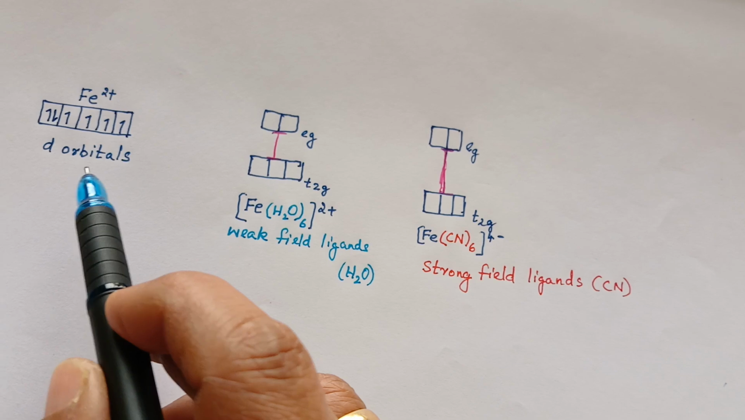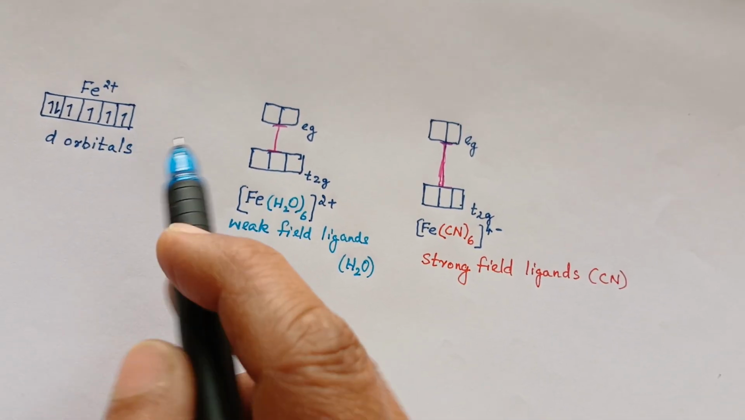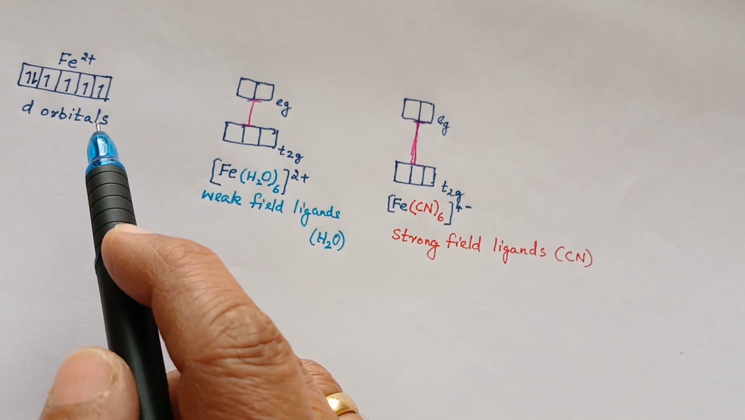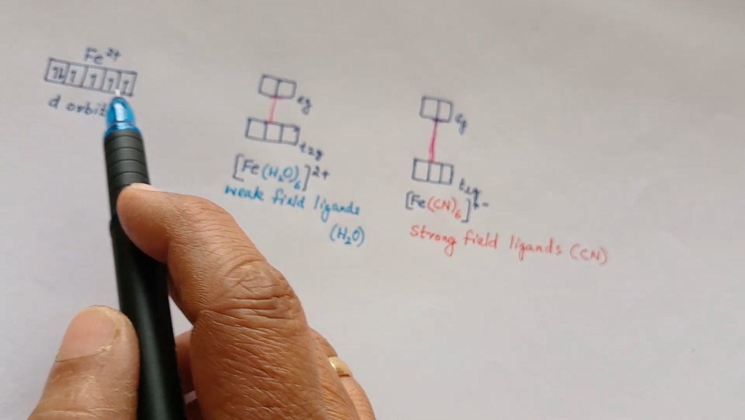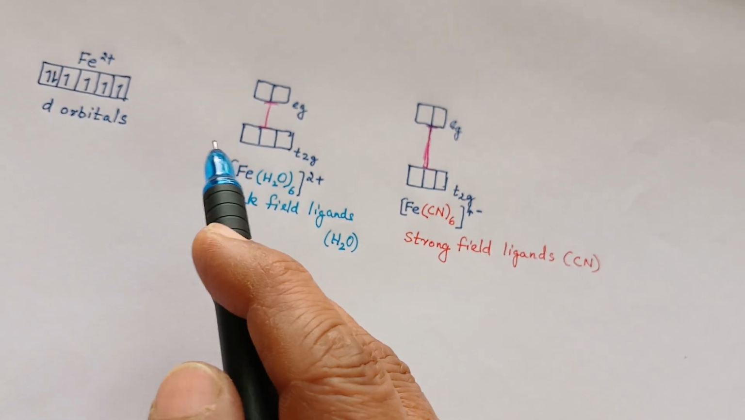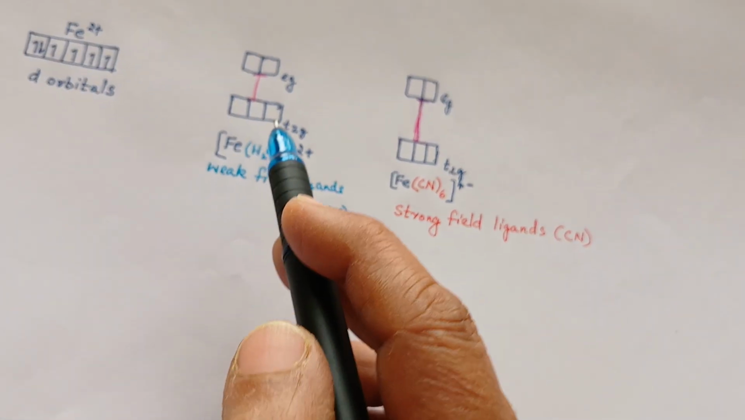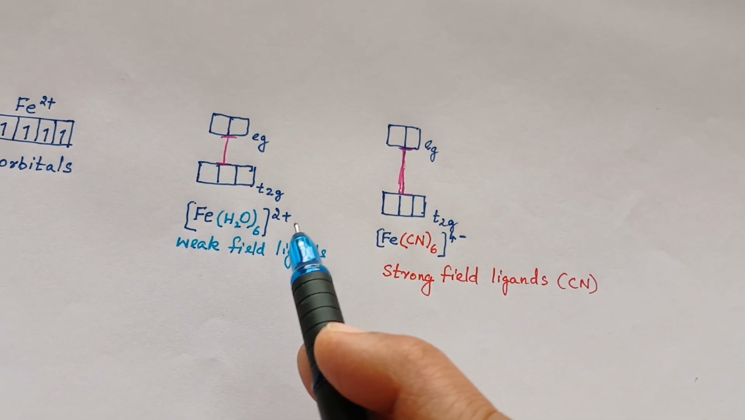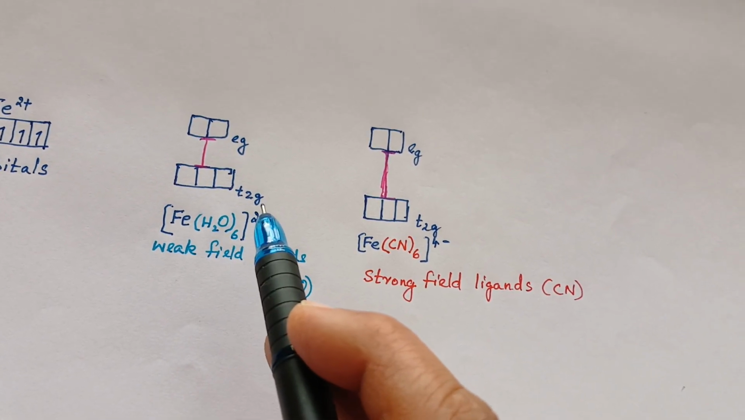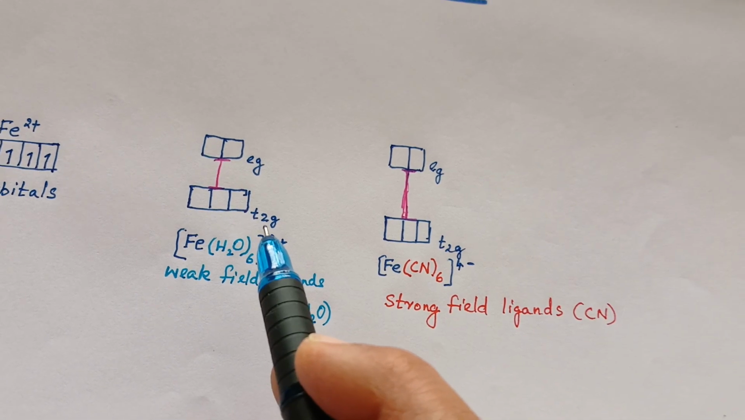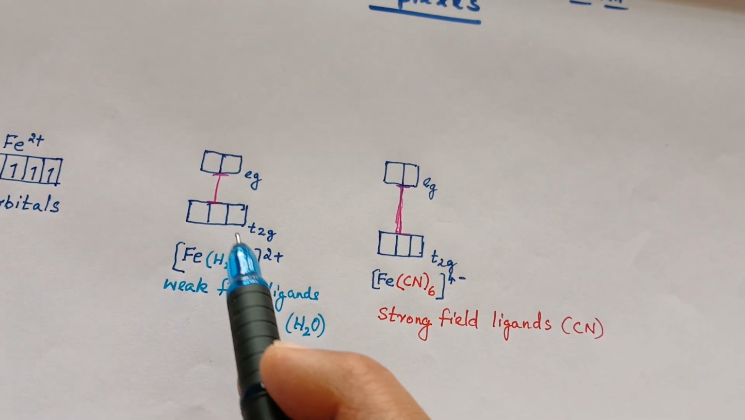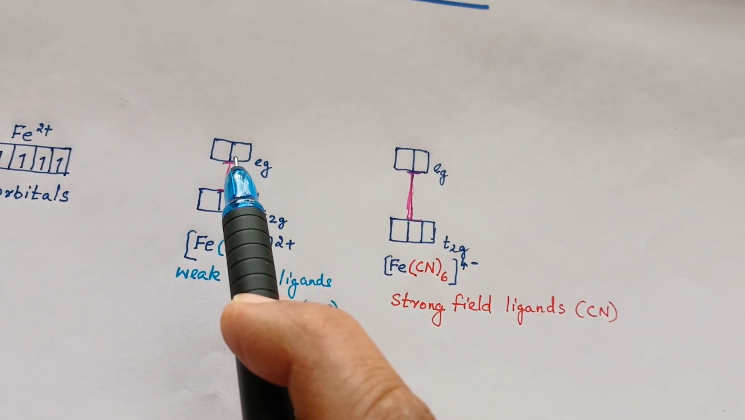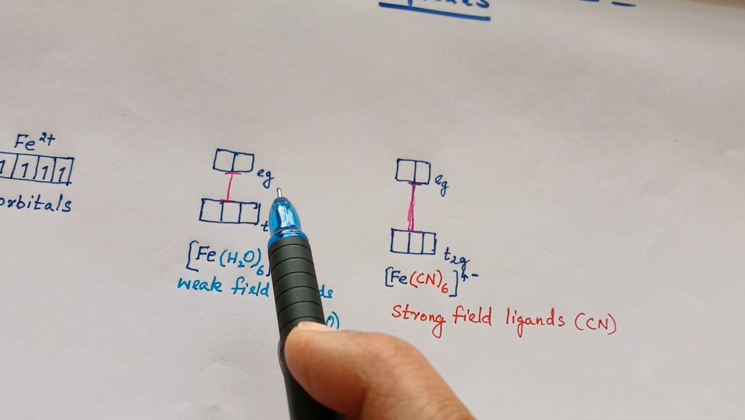These d orbitals will split into 2 sets. Actually, when the ligand approaches, these orbitals will increase in their energies and they split into 2 sets according to octahedral splitting. Now the lower T2G set is having lesser energy, and the EG set will be having higher energy.